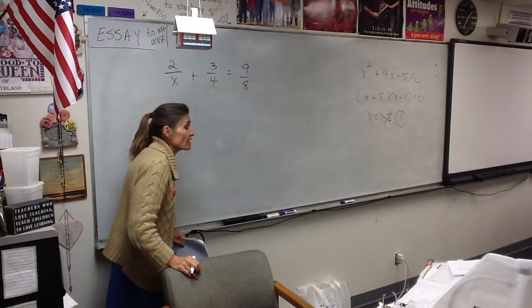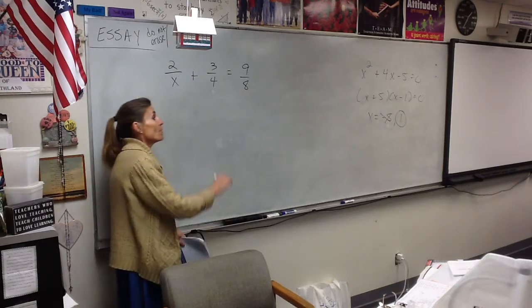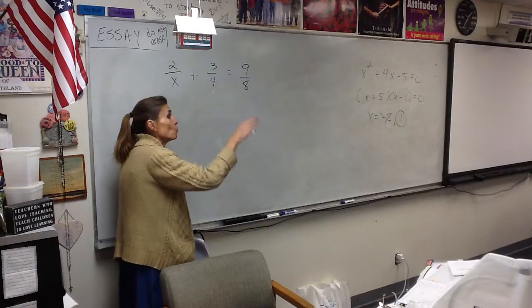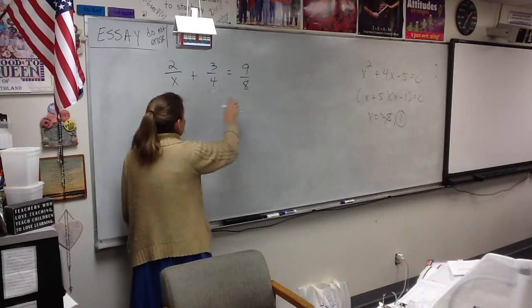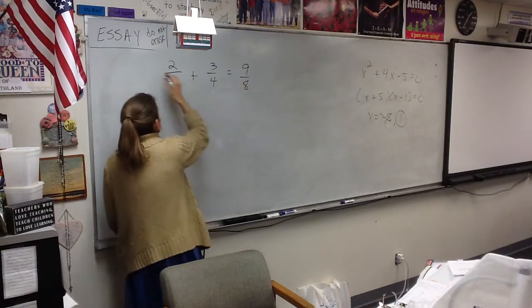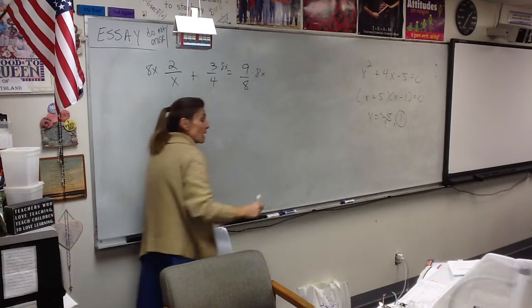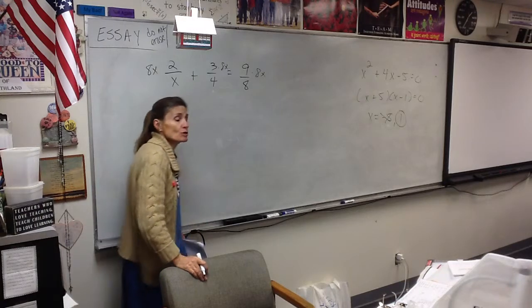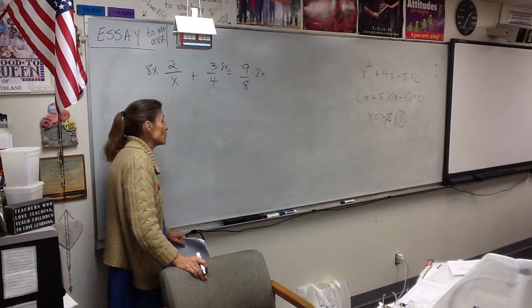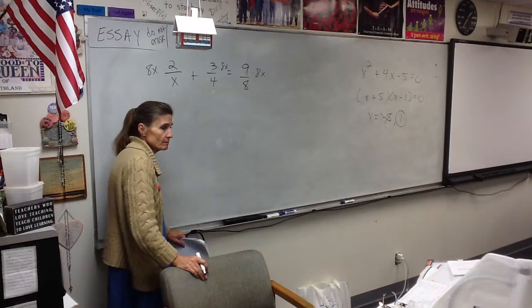I don't care. It doesn't matter. You pick whatever number you want that will get rid of x, 4, and 8. 8x will do it for you, kids. So that's what I'm going to multiply by. If you want to use 32, great. If you want to use 64, great.